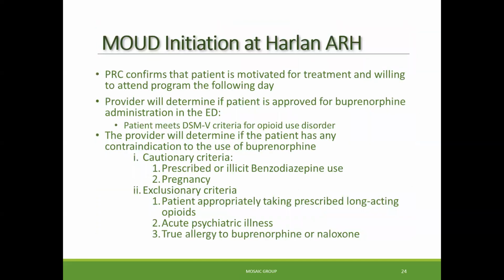When a peer has recommended the patient be considered for a dose of buprenorphine, there are some exclusionary and cautionary criteria the provider should consider. We do not want any patients to be on any long-acting opiates for pain, if there's any evidence of liver disease, or if the patient is in any acute psychiatric distress and unable to consent to treatment, then we would not want to consider them.